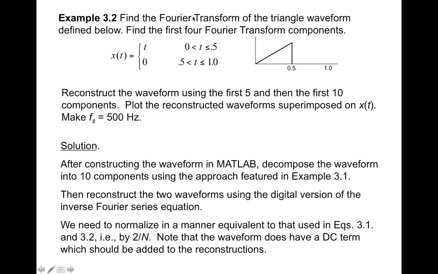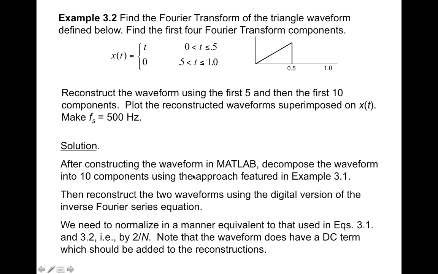Okay, here's an example to find the Fourier transform of a triangular waveform defined below. We want to find the first Fourier transform components, reconstruct the waveform using the first 5, and then the first 10 components, and plot the reconstructed waveform superimposed on x of t. Make your sampling rate 500 hertz.